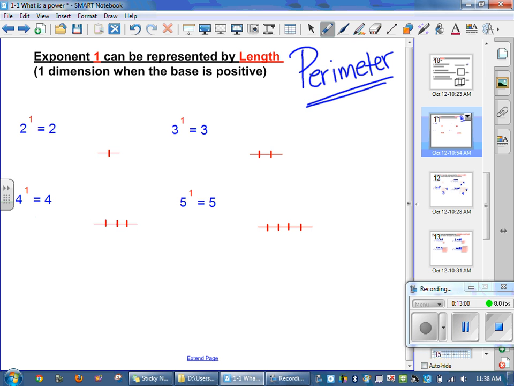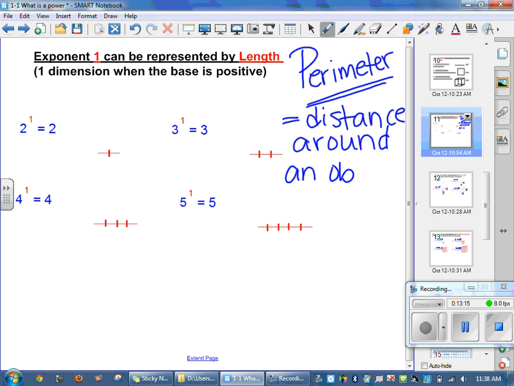What does perimeter mean? Distance around an object, a two-dimensional object. No, you're just counting the length of everything. Length, length, length, length. You're all adding lengths, right? Okay, that's what perimeter is. You're adding the length of objects.